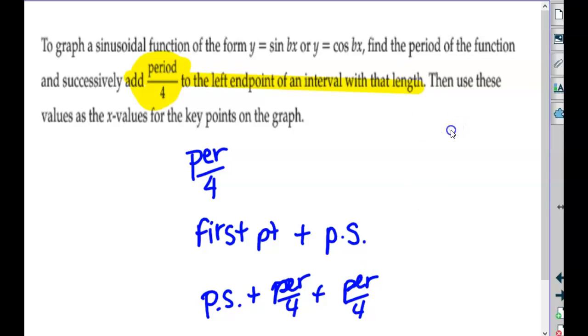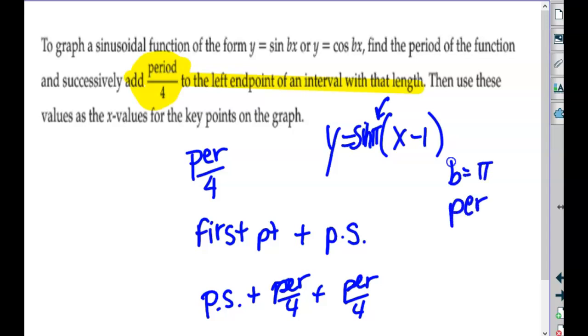So let me just talk about this real quick. If it was this graph, and it had out here a pi, that is the b. If b is pi, then the period is 2 pi over b, which would be what? 2 pi divided by pi, which would be, the period is now 2, right? The quarter points would be 2 divided by 4, which is 1/2.